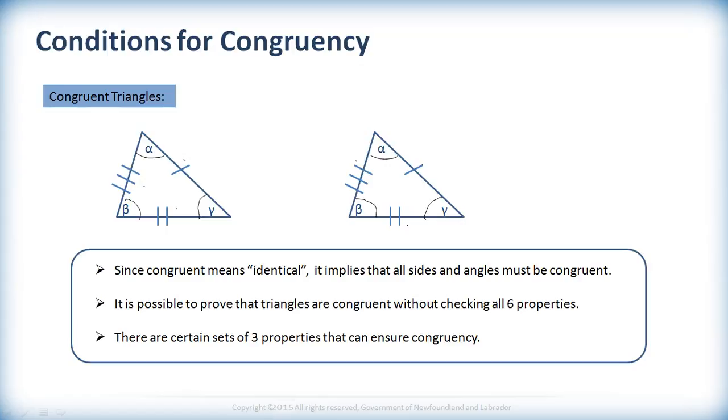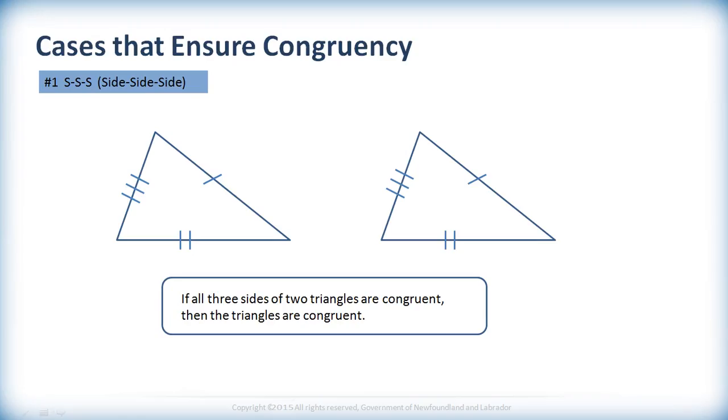Now, it's possible to prove that triangles are congruent without checking all 6 of those properties. Sometimes, if you can get 3 of those, in a certain set, certain groups of 3 properties, will guarantee that the other ones by default have to be the same. So it's kind of like a shortcut. Remember, the rule for congruency is they have to be identical in every way, but instead of showing all 6 things are the same, if we can show that 3, in certain types of 3s, are the same, then we'll be able to guarantee that all 6 are the same.